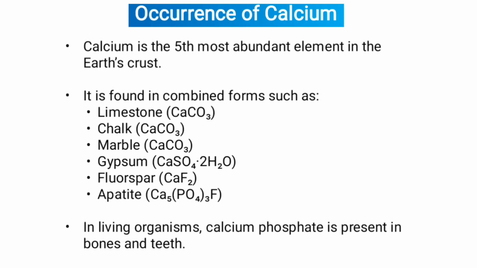Now, occurrence of calcium. Calcium is the fifth most abundant element in the Earth's crust. It is found in combined forms such as limestone CaCO3, chalk CaCO3, marble CaCO3, gypsum CaSO4.2H2O, fluorspar CaF2, and apatite Ca5(PO4)3F. And in living organisms, calcium phosphate is present in bones and teeth.